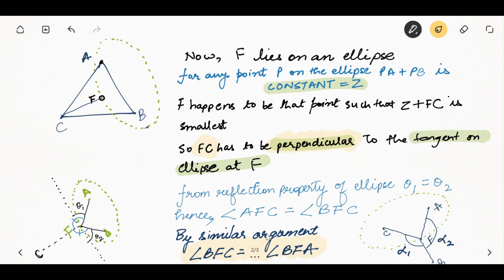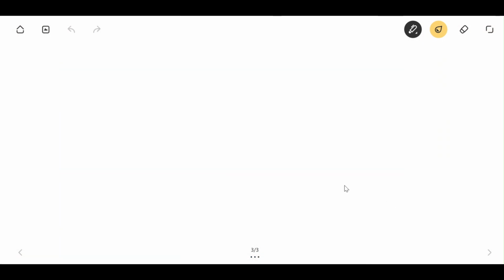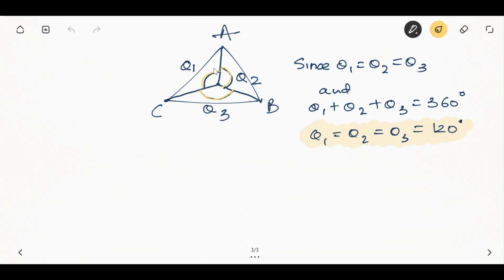Now we can extend the same argument and say that angle BFC, which you can see over here as well, is equal to angle AFB. So what does that mean? That means that in our triangle, theta 1, theta 2 and theta 3 are all the same, and their sum is equal to 360 degrees. Since their sum is 360 degrees and they are all the same, theta 1, theta 2, theta 3 must each be equal to 120 degrees.